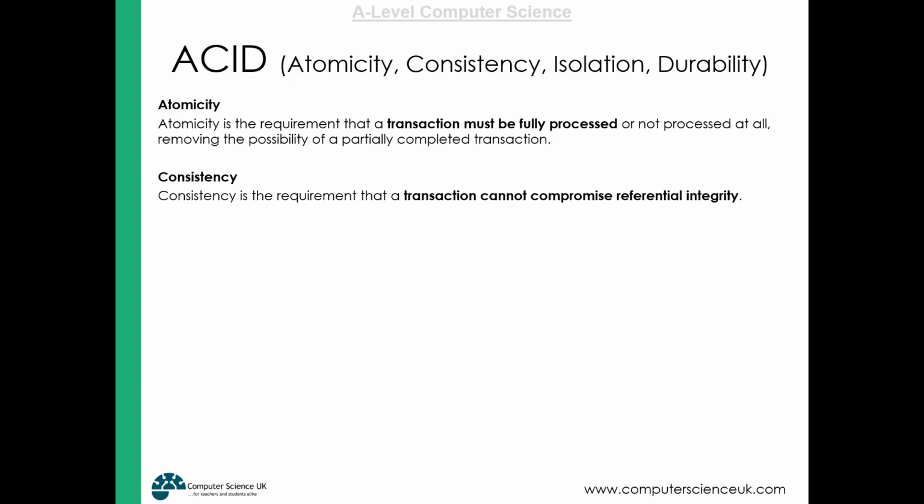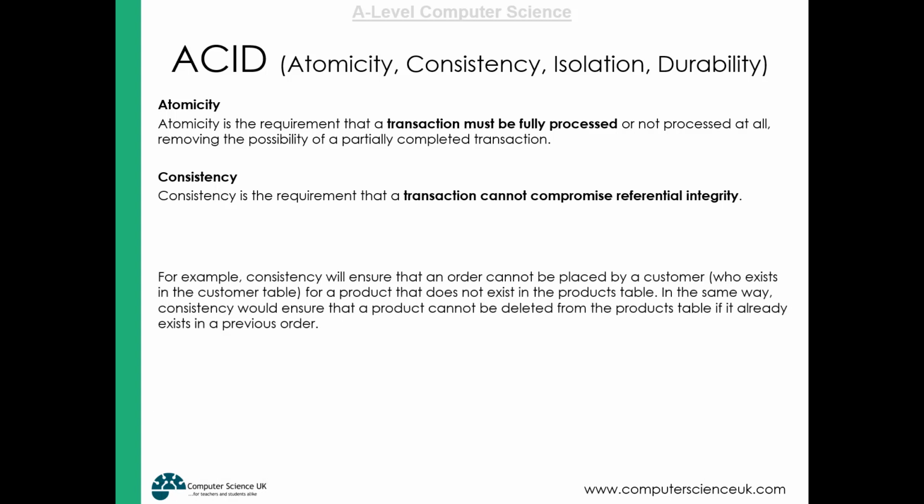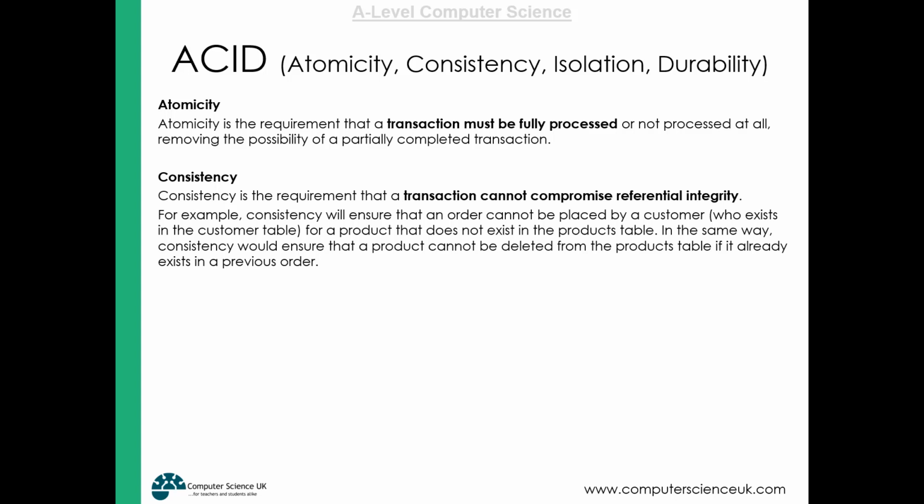Consistency. The requirement that a transaction cannot compromise referential integrity. We looked at this two lessons back when we looked at relational databases. Just to remind you, referential integrity is where if you've got a relational database, you've got data in two different tables that rely on each other. If you were to delete data in one of those tables, the record that relied on it would have to be deleted in another, because there needs to be consistency throughout the database.